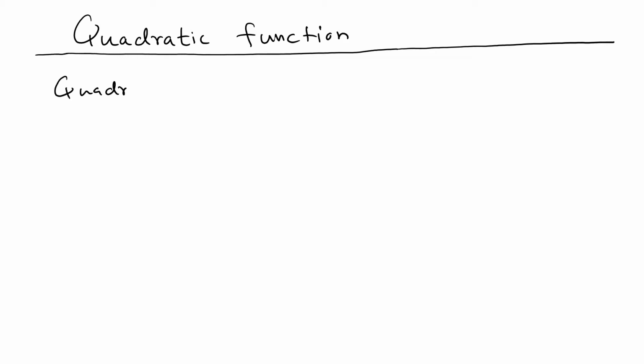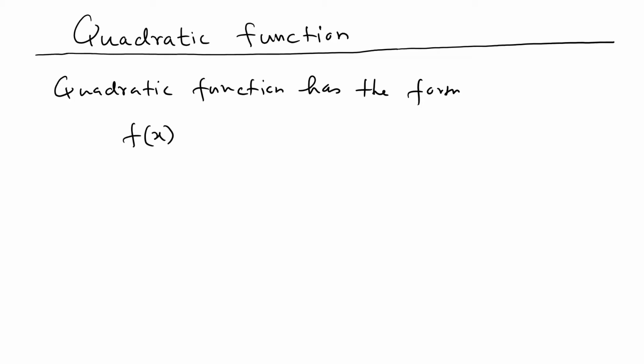quadratic function has the form, let's say f(x) = ax² + bx + c. The only assumption is a not equal to 0, because if a equals 0, it is not quadratic anymore.